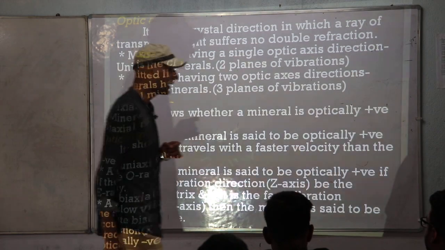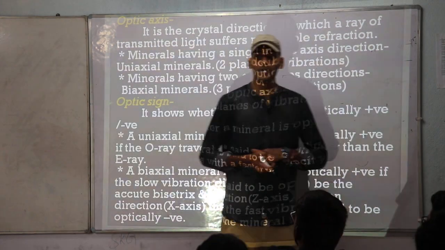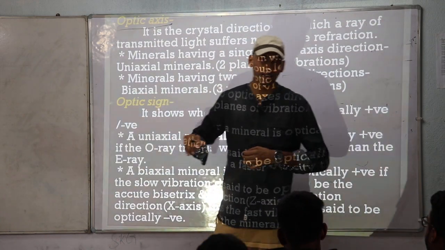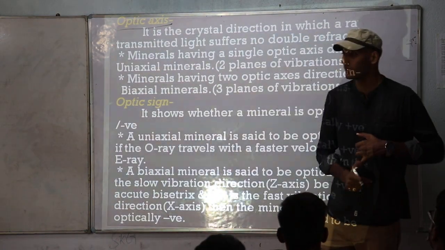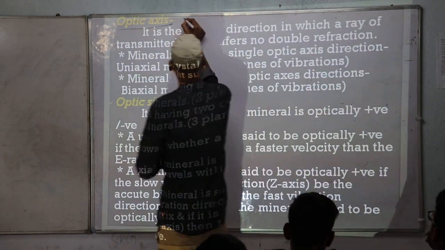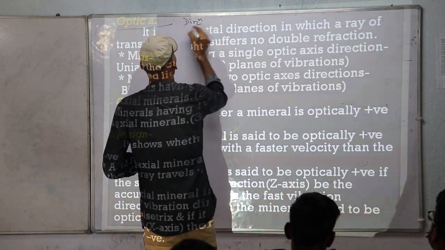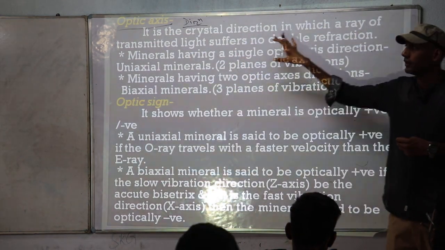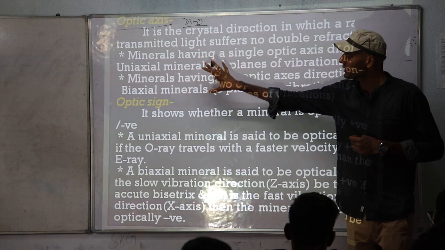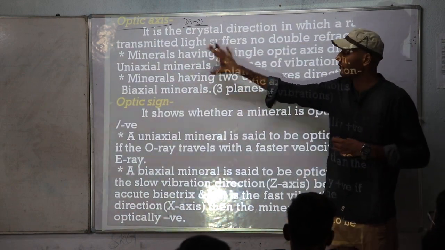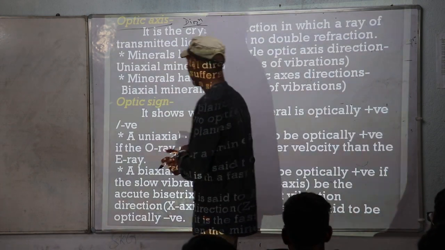Then talking about optic axis and optic sign. So what is optic axis? Optic axis is not a crystallographic axis. What are the crystallographic axes? A, B, C. What is optic axis? It is a direction within the crystal along which there is no double refraction. Every anisotropic mineral has an optic axis direction along which there is no double refraction. Okay, so that is known as optic axis.